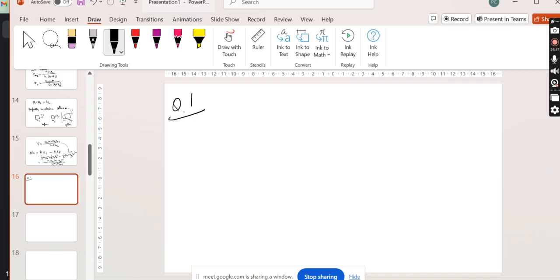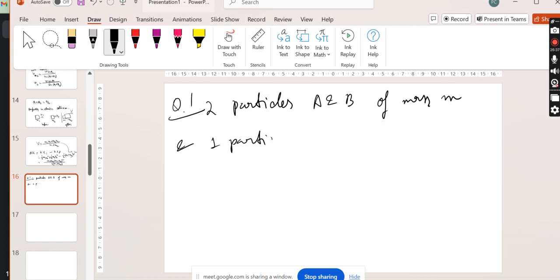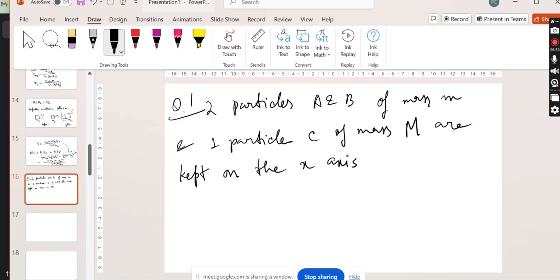Question 1 for collision. Two particles A and B of mass m and one particle C of mass capital M are kept on the x axis in the order ABC.